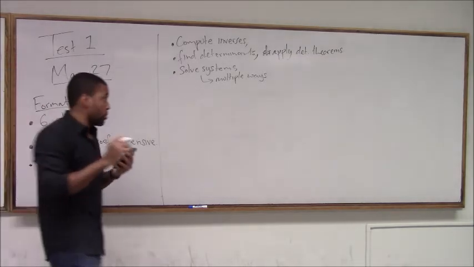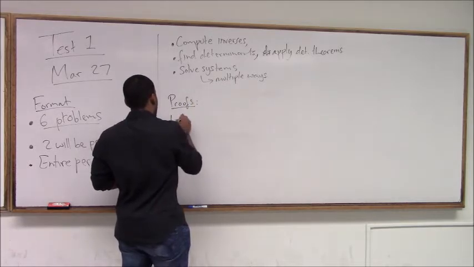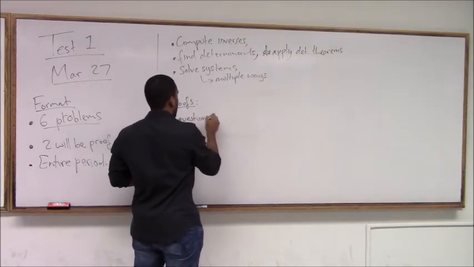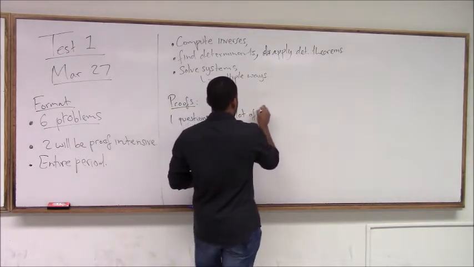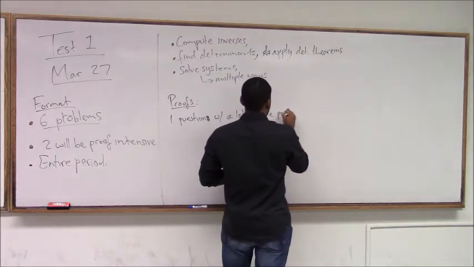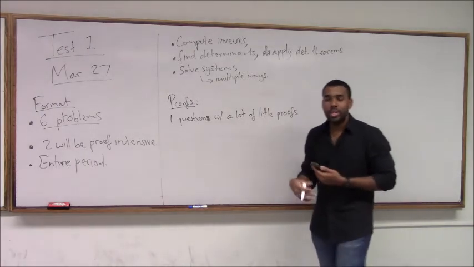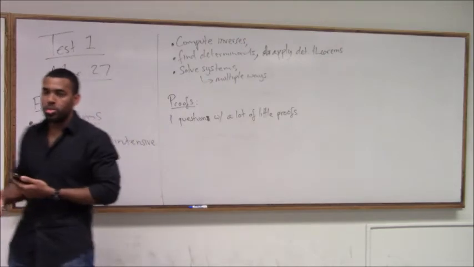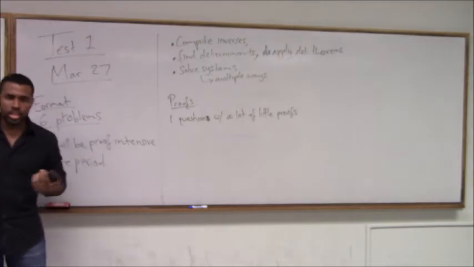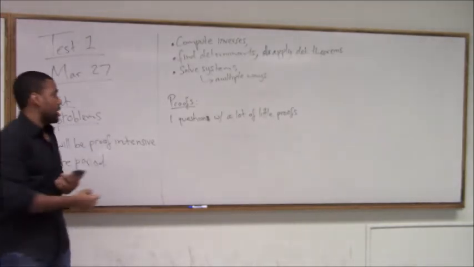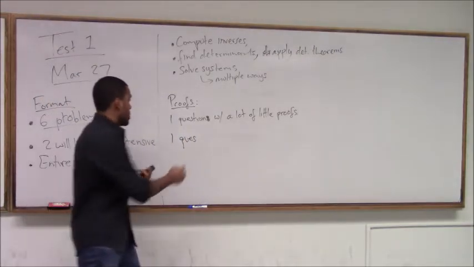In terms of proofs, I'll have one question with a lot of little proofs. I don't know how much it will be, but these are things you can prove in a 1-line or 2-line argument. If you really understand the concept, it shouldn't be too difficult to come up with. It might just be me asking you a bunch of true or false and justify questions, where you can usually knock it out in 1 or 2 lines. And then one question with an involved proof that's going to take you some time to come up with an argument.